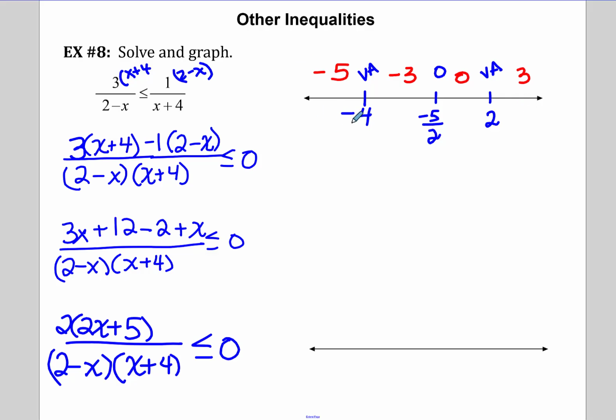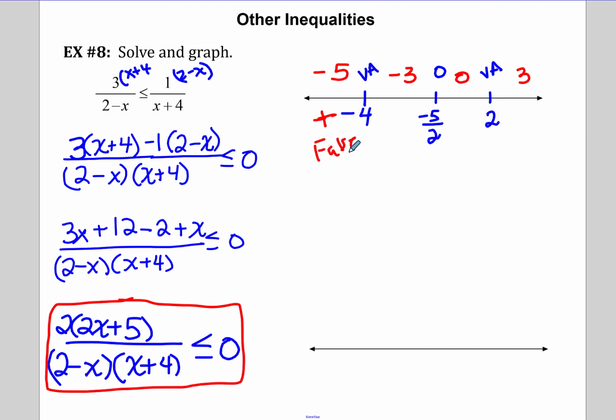And here's what happens with my signs. Remember, I'm plugging this number into this expression over here and comparing whether it's less than or equal to 0. So I've got a negative in the top and a positive times a negative in the bottom. So this section is positive. That means this is a false section because it's above the axis. If we plug a -3 into here, we've got a negative and 2 plus 3, is that a positive? And a positive.